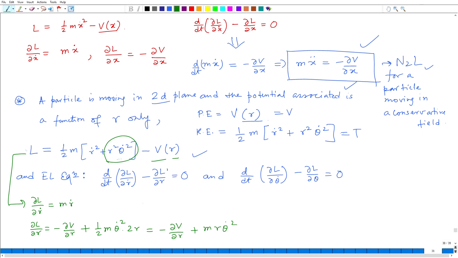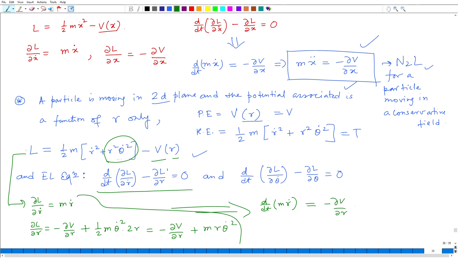Okay. You combine these two. What will you have? Finally you should have this equation. So, d dt of m r dot will be equal to del L del r, which is minus del V del r plus m r theta dot square, and this is nothing but m r double dot. So, I can take this to this side and you will have m r double dot minus m r theta dot square is equal to minus del V del r.